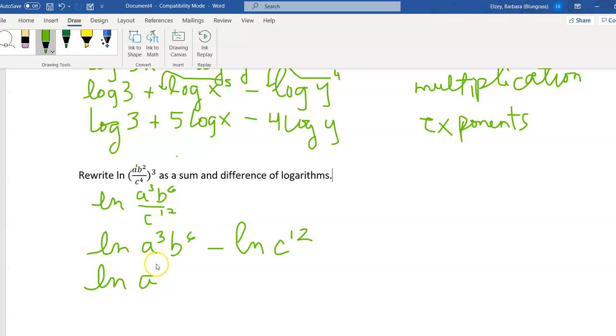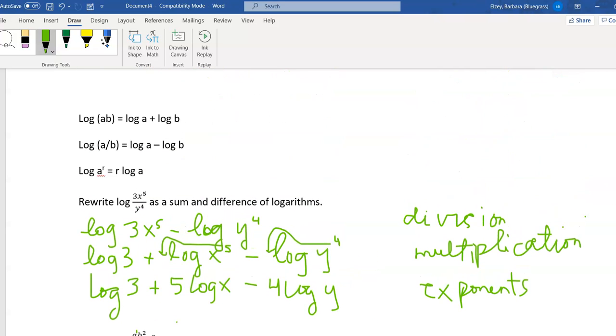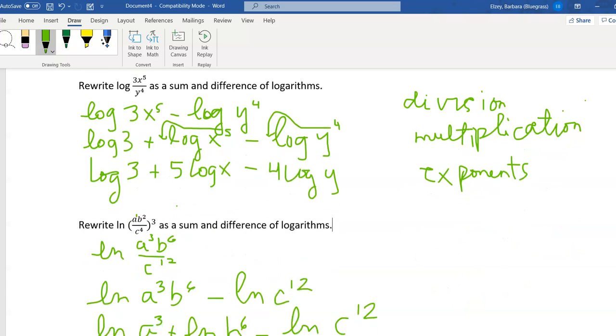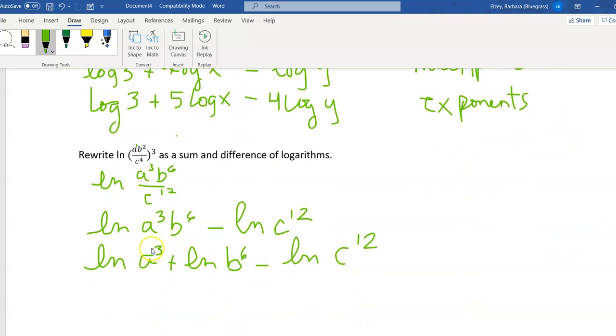Don't forget to write your logarithm twice. And notice that this is the natural logarithm, and you have to write natural logarithm and not log. It has to be the same logarithm. All right, and now let's deal with the exponents. And of course, our rule for exponents is that we can take an exponent and move it out to the front of the log. And we have three exponents. We can move this one out, we can move this one out, and we can move this one out.